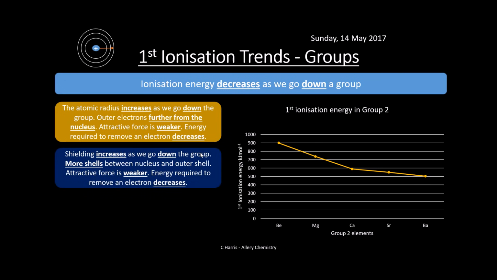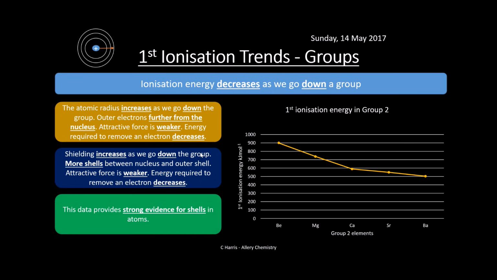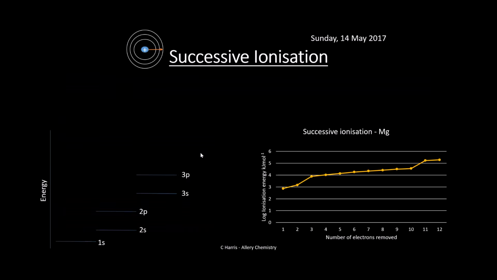And not only that, I told you this word shielding is going to come up quite a bit. The shielding increases as we go down the group. We have more shells between the positive nucleus and the outer electron. So shielding is increased, which means the energy required to remove that electron decreases. Less energy is needed. And this provides strong evidence for shells in atoms, just like the line spectra. So it's more evidence to prove this.